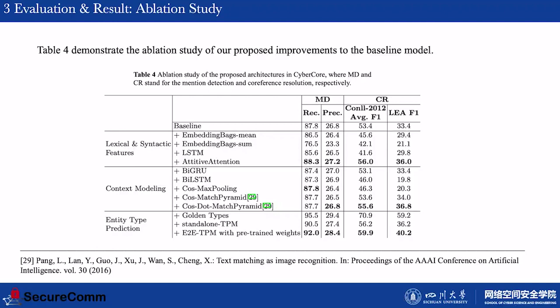We then compare two ways of incorporating the pre-trained entity type prediction network into CyberCoref. Firstly, as a standalone model without participating in the parameter update of the overall model. Secondly, as a part of the end-to-end model, participating in the parameter update and sharing the weights of the BERT model, which is trained on the subtask of entity type prediction with the overall model.